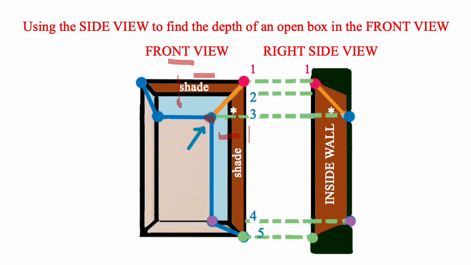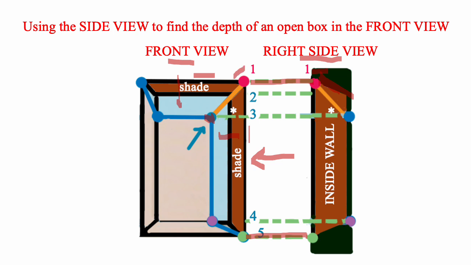Line up a right side view as if we're looking this way at the box. So line it up with the front view so that the tops match and the bottoms match. And this right side view happens to be a box inside the wall with beveled edges.